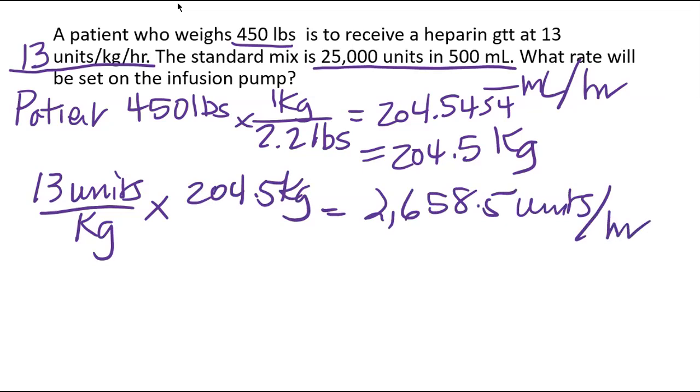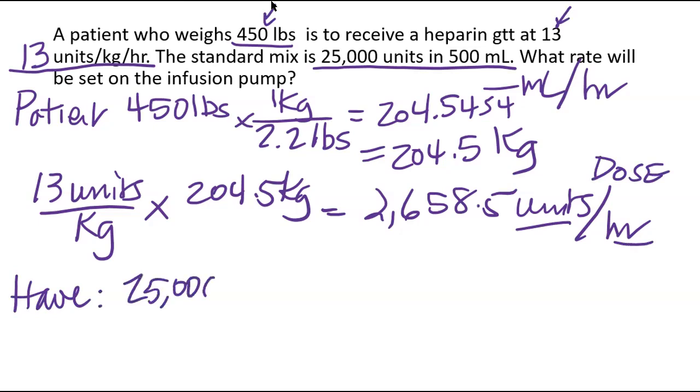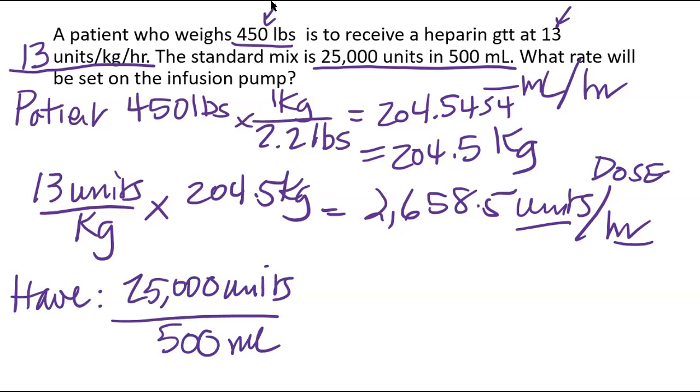Now we need to look at what we have. This is the dose. This is what you're actually giving. This is what we've converted from this, and this is your dose. But you got it in units per hour. We want milliliters per hour. So you have 25,000 units divided by 500 milliliters. And we're giving 2,658.5 units per hour.